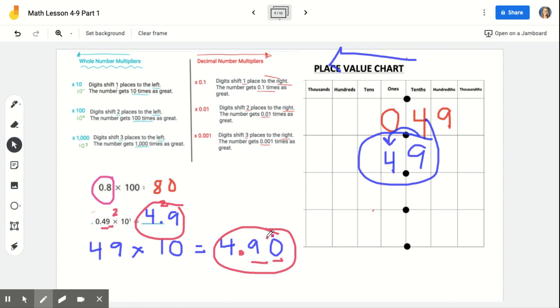Remember, we also learned that we can drop the 0. Zeros at the end of any non-zero number after the decimal have no value, and we have the same answer solved two different ways. Okay, let's have you try it again on your own.